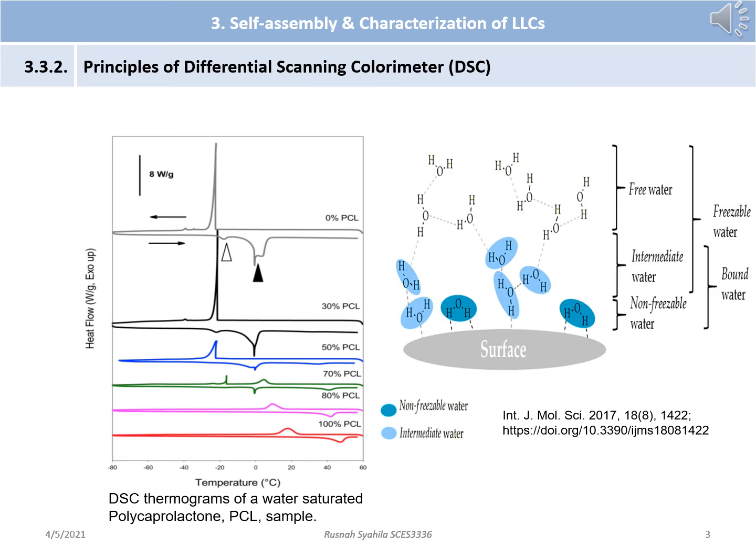The left side of the slide shows the DSC thermograms of a water-saturated polycaprolactone, PCL, sample. First, a dry sample DSC, 100% PCL, was conducted as a control group. Pure PCL exhibited sharp and single melting and crystallization transitions. However, phase separation was observed with 50%, 70%, and 80% PCL in the network system. At low PCL content, the crystallization peak disappears.